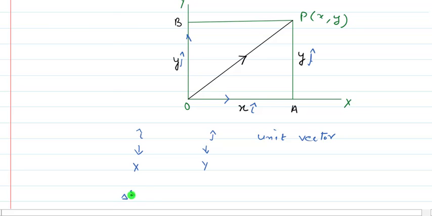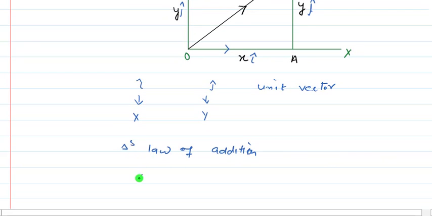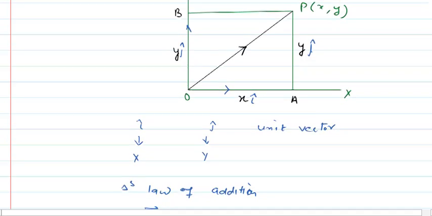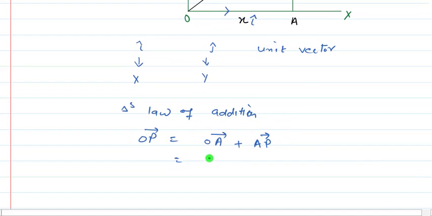Now, using the triangle law of addition in triangle OPA, we have vector OP equal to vector OA plus vector AP. So let us write OP vector is equal to vector OA plus vector AP, and we have taken AP as equal to OB, as clearly shown over here. So this AP can also be written as OB, and this OA is x i cap plus OB is y j cap.